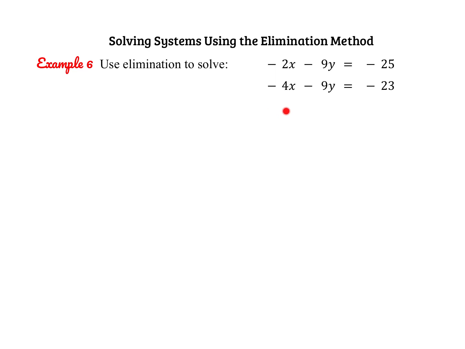So we could eliminate the x's. We would need to turn this negative 2 into a positive 4. So I can multiply our top equation by negative 2. Or if you notice, these two equations are already both negative 9. So if I simply multiply one of the equations by negative 1, it turns them into opposites. And then you'll see what happens. So I'm going to multiply our top equation by negative 1. And then I'm just going to rewrite our bottom equation here.